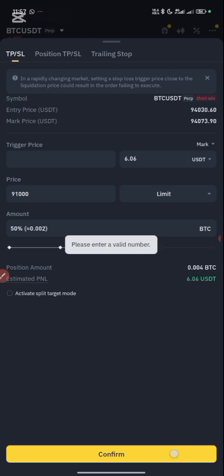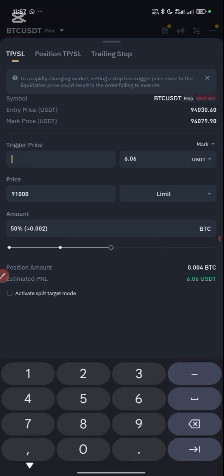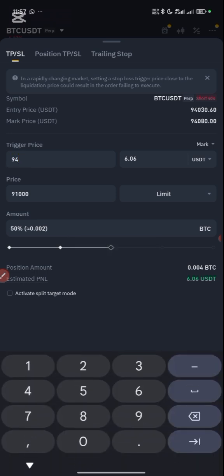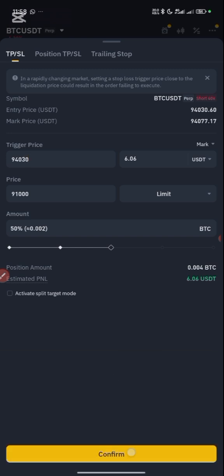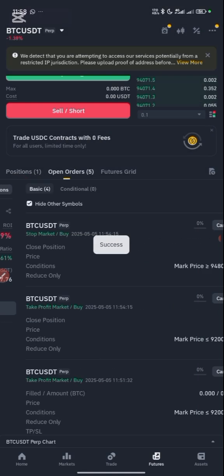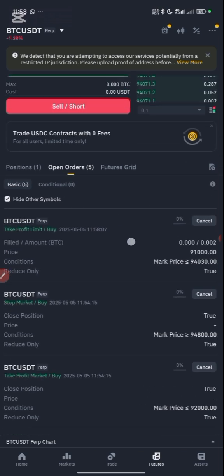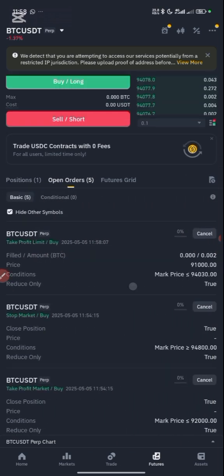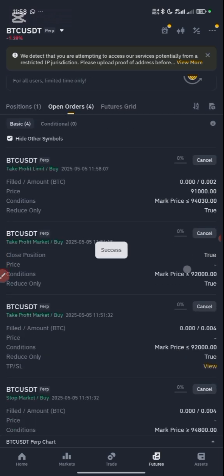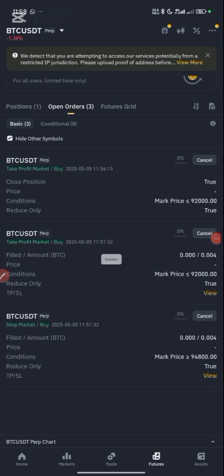94,000. And you can check it here also. You see it's the first one here. So that's the order. If you want to cancel your order, your take profit or stop loss, you can just cancel it here.